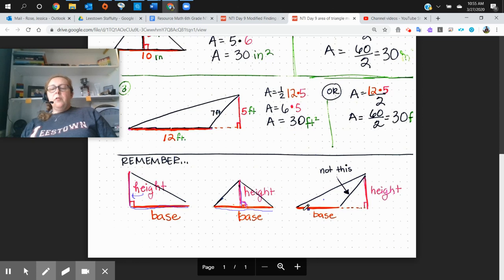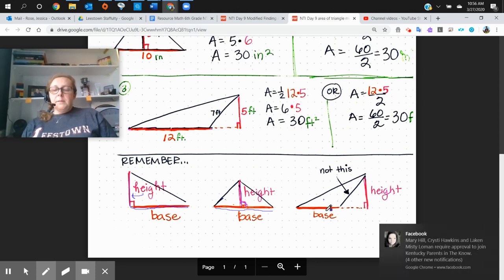So if you see a triangle like this, remember that the height can never be a slanted line. When you go to the doctor, they tell you to stand up straight to get your height. The height is always the line that stands up straight. So this is my height right here. Now, notice that there has to be a dotted line that connects the base, but we're only going to use the number for this solid line for our base.